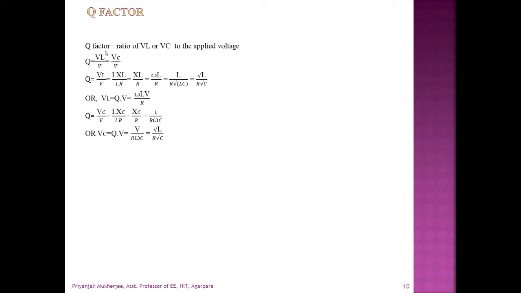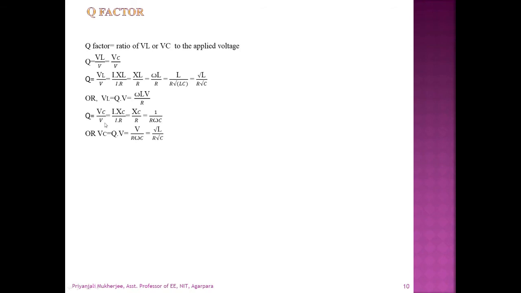So now Q can be written as VL by V, where VL is the inductor voltage and V is the supply voltage, and that is equal to VC by V. When we consider VL by V, VL is equal to I into XL, whereas V is equal to I into R, so it can be written as XL divided by R. XL is also omega into L, divided by R, and from this we get root over of L by R into root over of C.